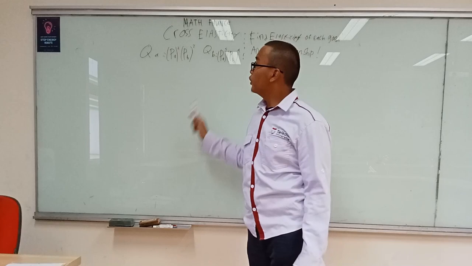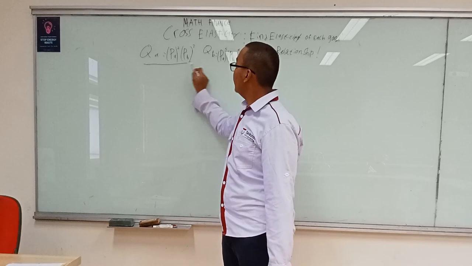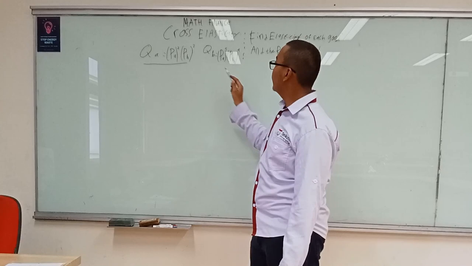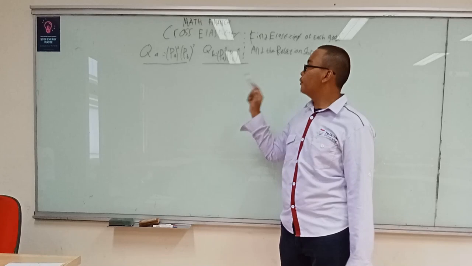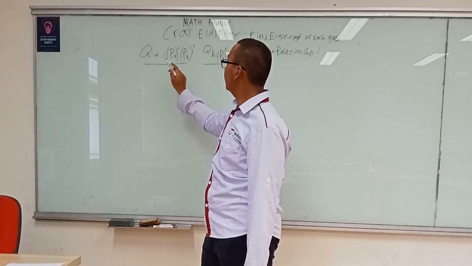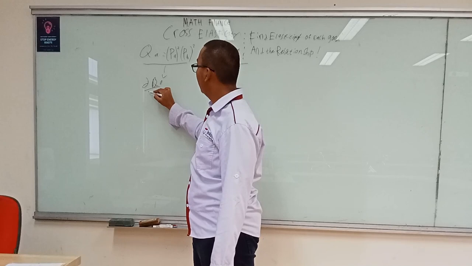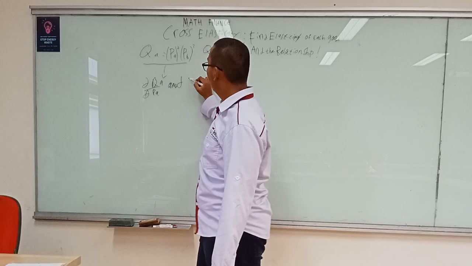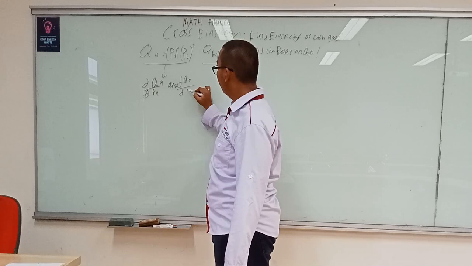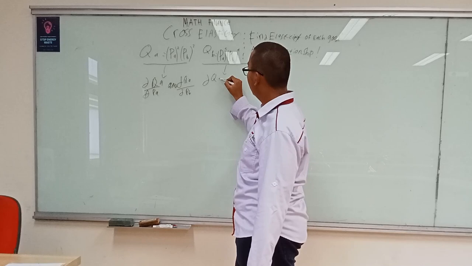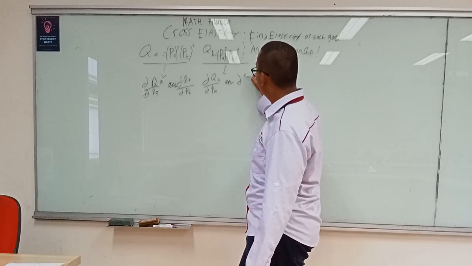Okay, now let's put it into an exercise. So the first we have QA equal to PA squared times PB cubed. And then the second one is QB equal to PA to the power of 5 and PB to the power of 4. First things first, we're going to derive all of them. We're going to find partial QA per partial PA and partial QA per partial PB. And then we're also going to find partial QB per partial PA and partial QB per partial PB.